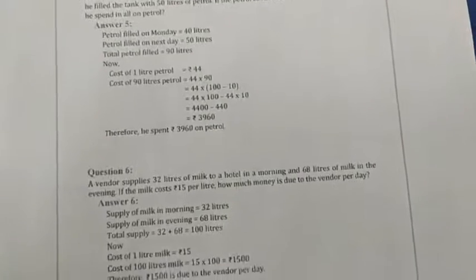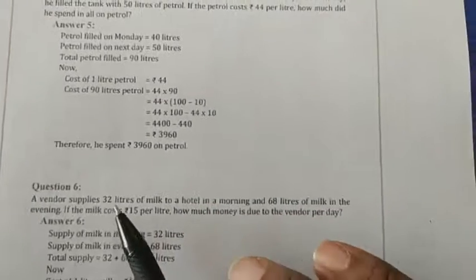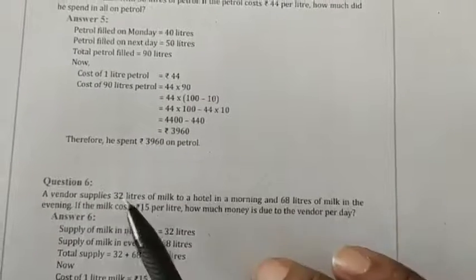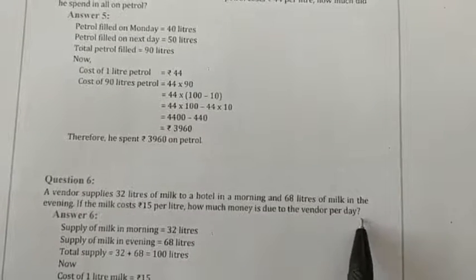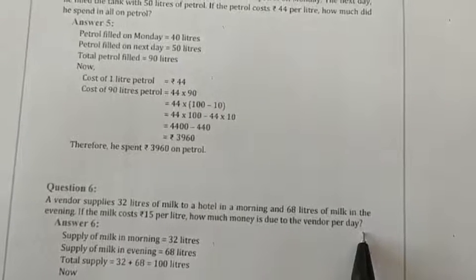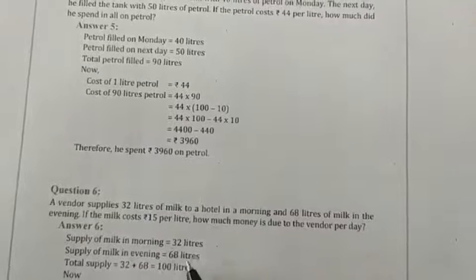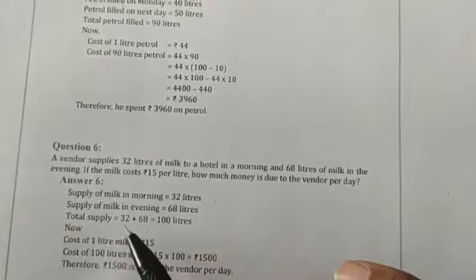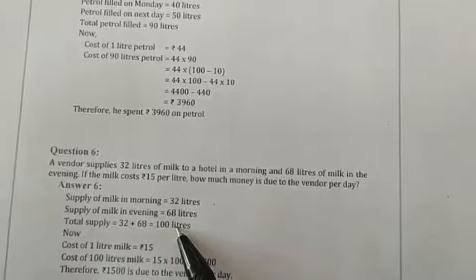Right? Same here, you have the word problem. A vendor supplies 32 liters of milk to a hotel in the morning and 68 liters in the evening. If the milk costs rupees 15 per liter, how much money is due to the vendor per day? What is the cost per day? So in a day, morning will be there and evening will be there. And you will add these two values of the milk. In the morning 32 liters supplied and in the evening 68 liters supplied, and total supply will be 32 plus 68, that will be 100 liters. That is the 1 day consumption of the milk.